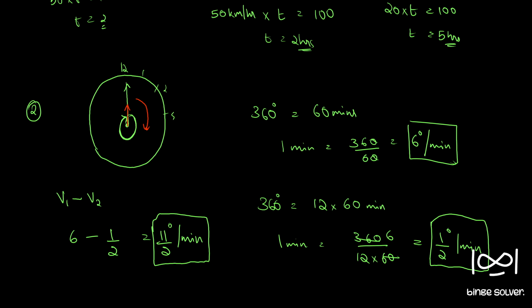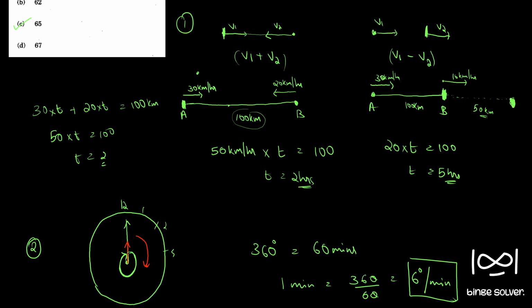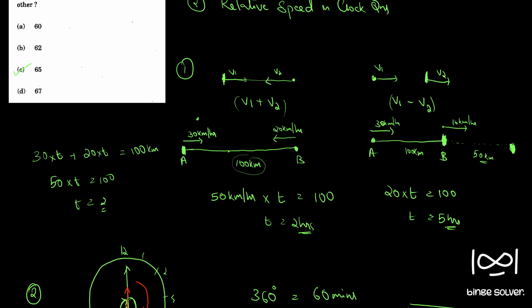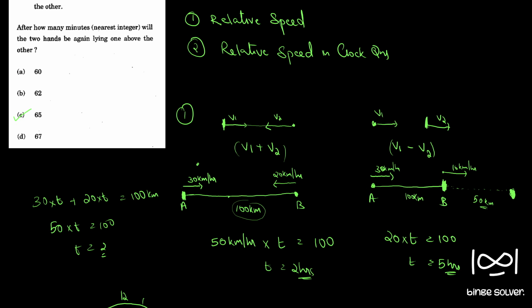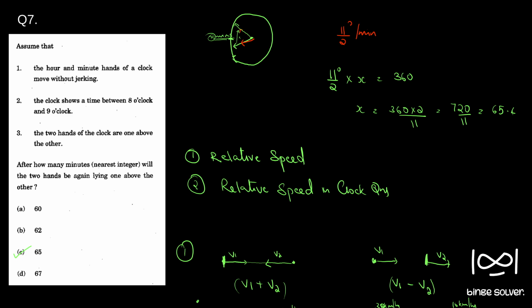This is the relative speed concept in the clock question. I hope you understood what relative speed is and how we can use that concept to solve questions. If you have any doubt, please comment on it. I will try to do a better explanation video. Anyway, this is the solution to question 7. Answer is C, 65.